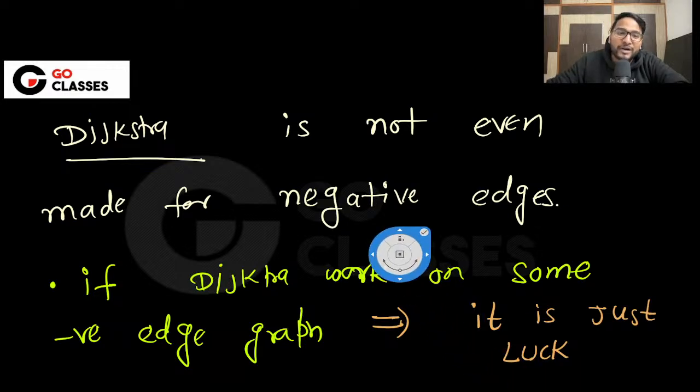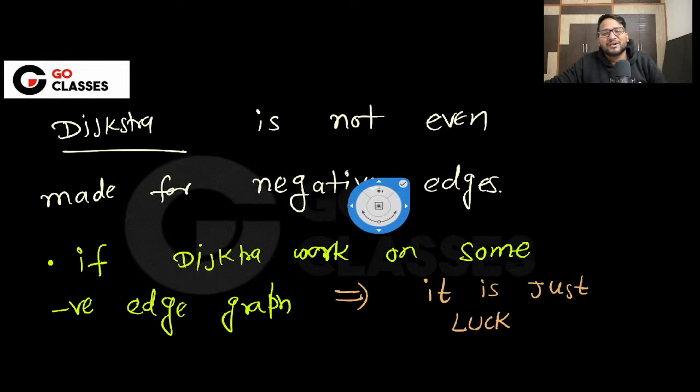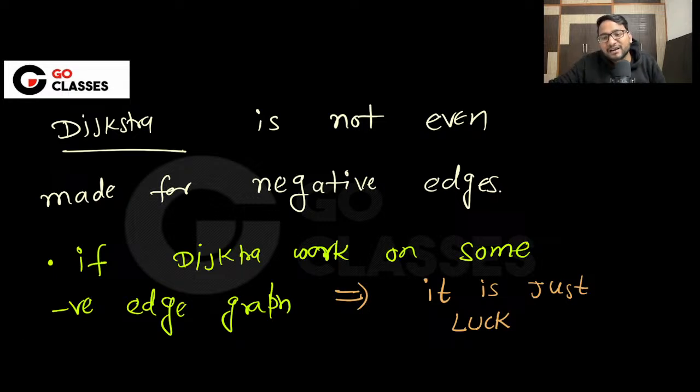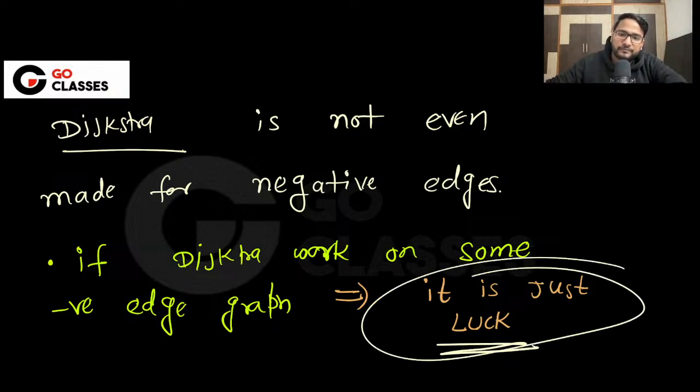Dijkstra is not even made for the negative edges. Okay, it is just luck that it is working. There is no reason; Dijkstra is not made for the negative edges. You need to understand that. Understood? It is just by luck.